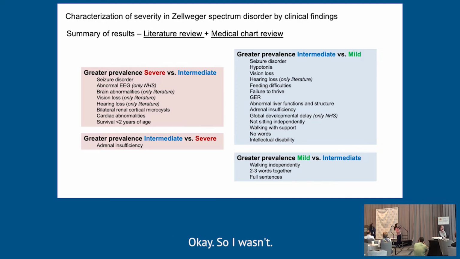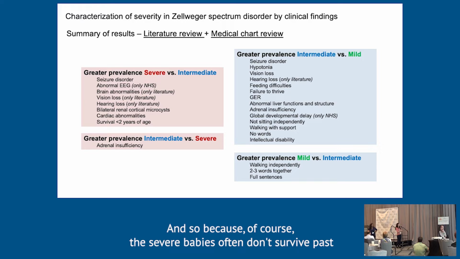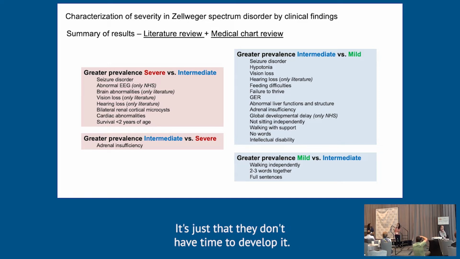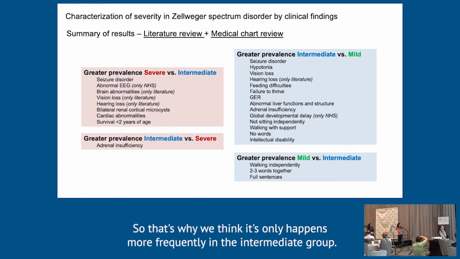Okay. Sorry about this. Because of course the severe babies often don't survive past 2 years of age, maybe we would expect these severe patients to develop adrenal insufficiency, it's just that they don't have time to develop it. So that's why we think it is probably happening more frequently in the intermediate group.